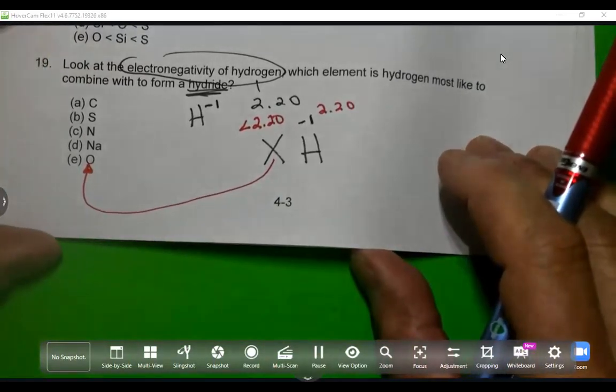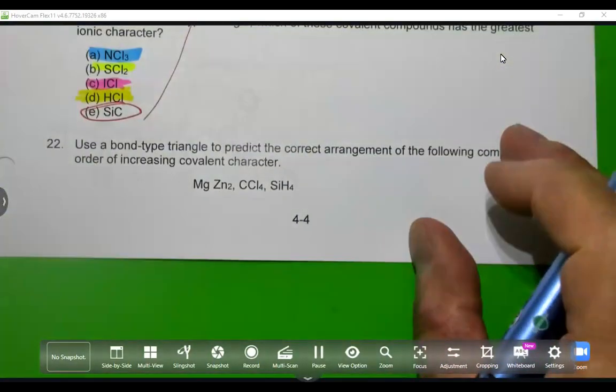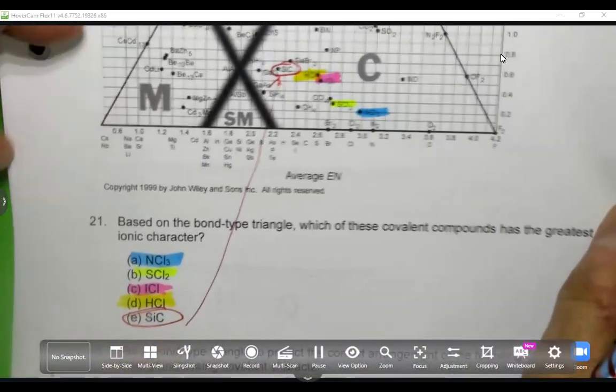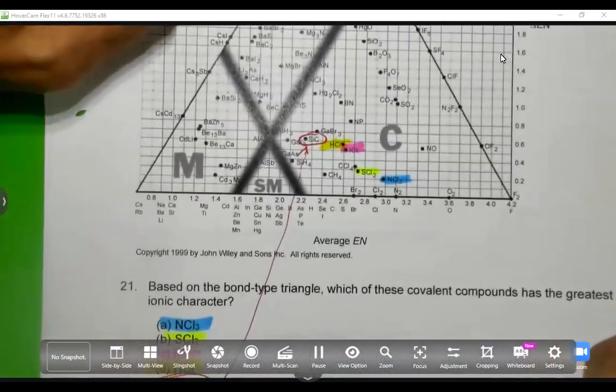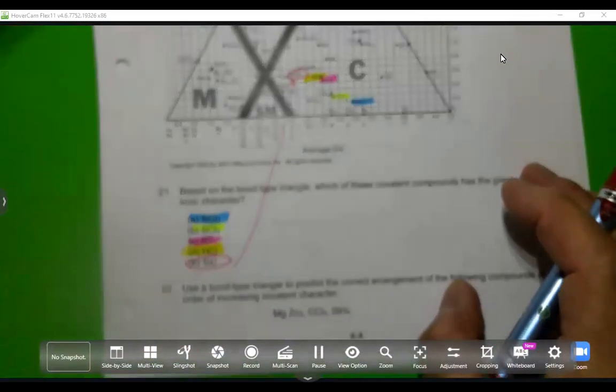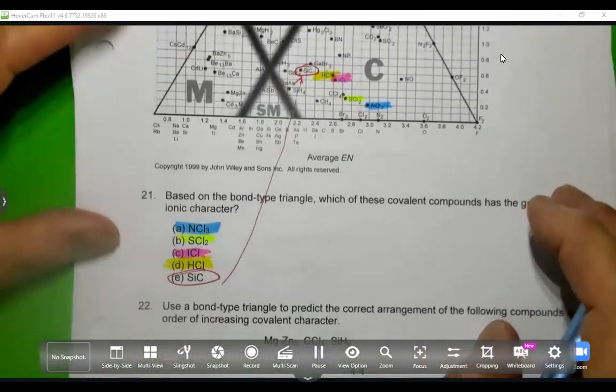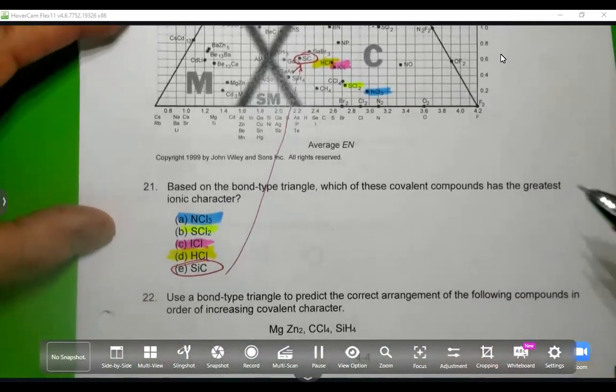21. What's next? Okay, 21. I highlighted these because it was on the board, so they're actually on here. I was able to find them without calculating everything, and I color coded them.